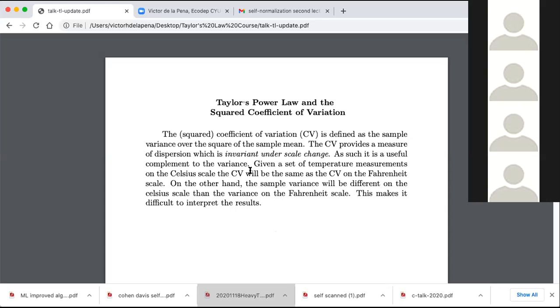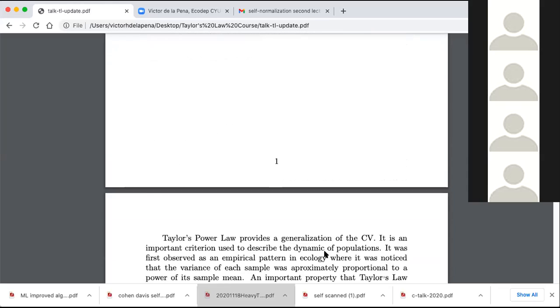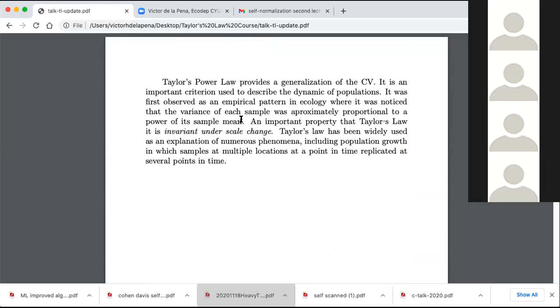Now, Taylor's law satisfies, in a particular sense, the scale invariance. Taylor's power law is a generalization of the coefficient of variation. It is an important criterion used to describe the dynamics of populations. It was first observed as an empirical pattern in ecology, where it was noticed that the variance of each sample was approximately proportional to a power of its sample mean. So an important property of Taylor's law is that it is invariant under scale change.